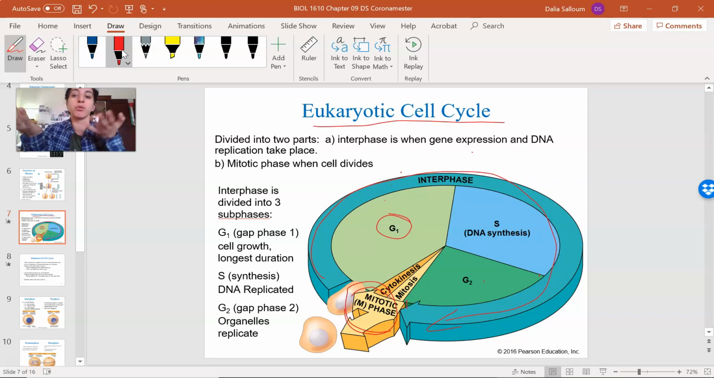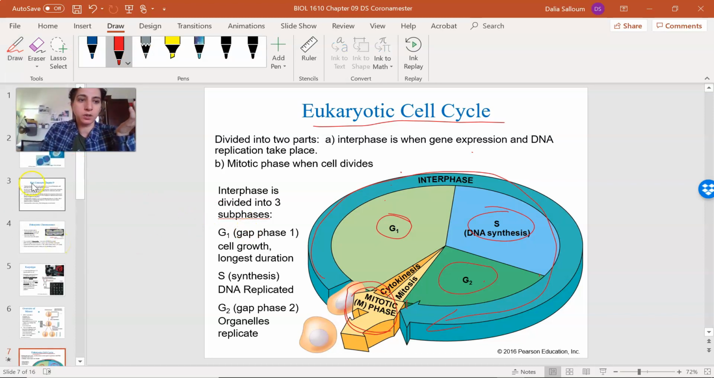In order to get ready to undergo cell division, there are a few different things that the cell needs to do to prepare, and those are the S and G2 phases. And we'll go into a little bit more detail in that. I just wanted to let you guys know what we mean when we say the cell cycle, okay? So first we're going to talk about mitosis.